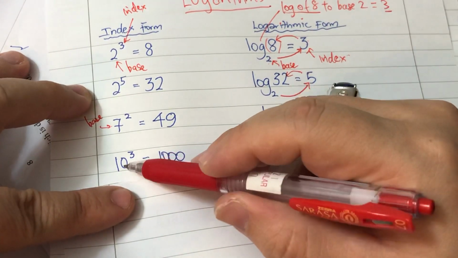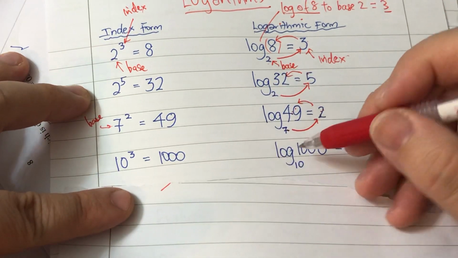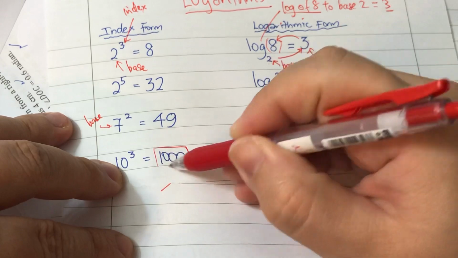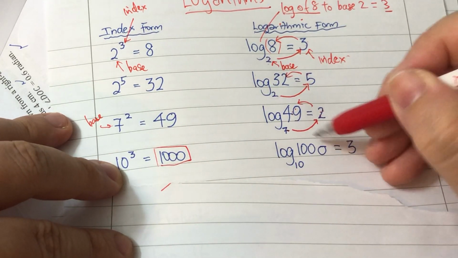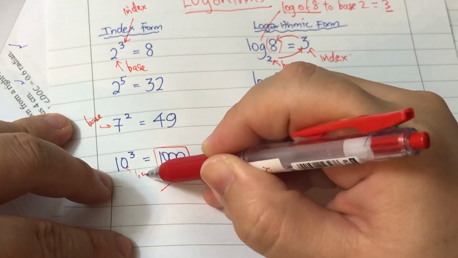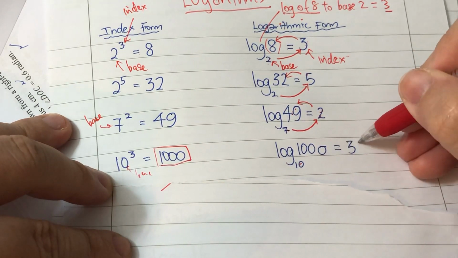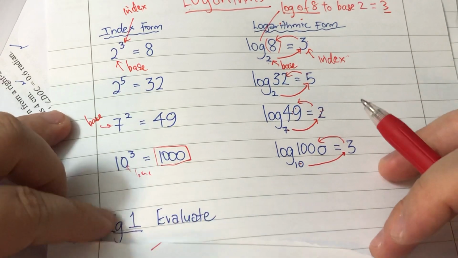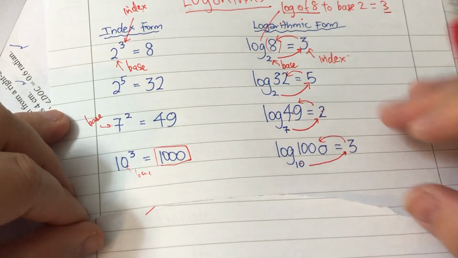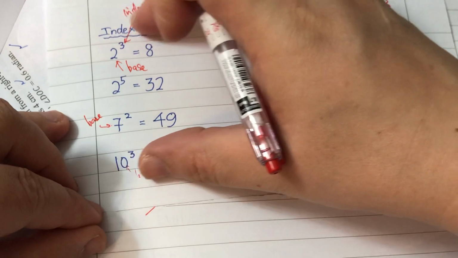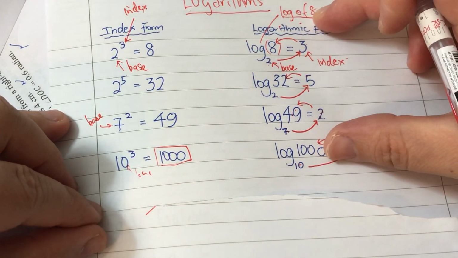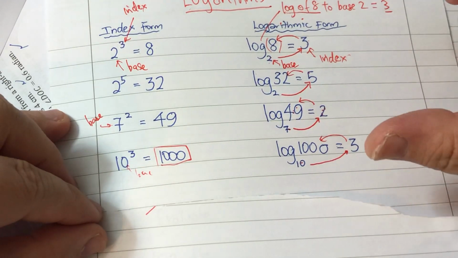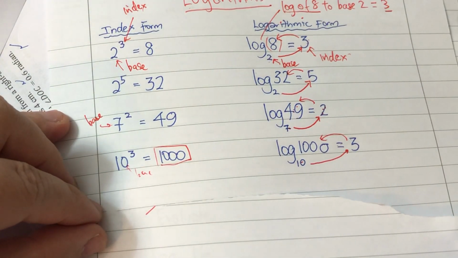Let's do a few more. 10 to the power of 3 is 1000. So log of this answer, log of 1000 to base 10, this is the base, is equals to 3. So 10 to the power of 3 is 1000. That's all the examples I have for you. I hope you are able to transform from index form to logarithmic form and vice versa. You need to know how to do that. This is the first skill you need for logarithms.